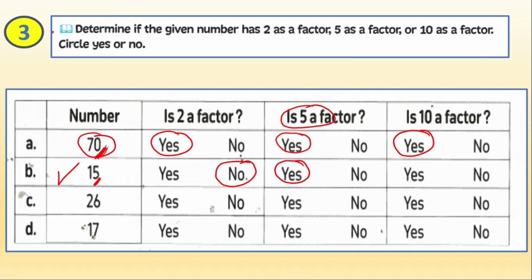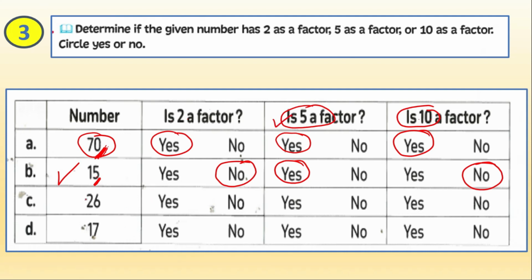The next number 10. Is 10 a factor of 15? No, because ones is not 0. Okay, we agreed that 10 is a factor for numbers whose ones place is 0.